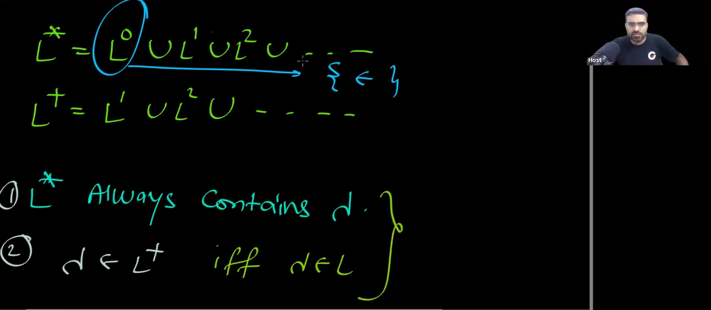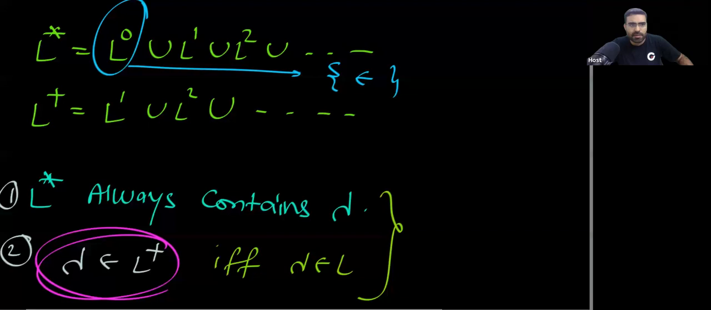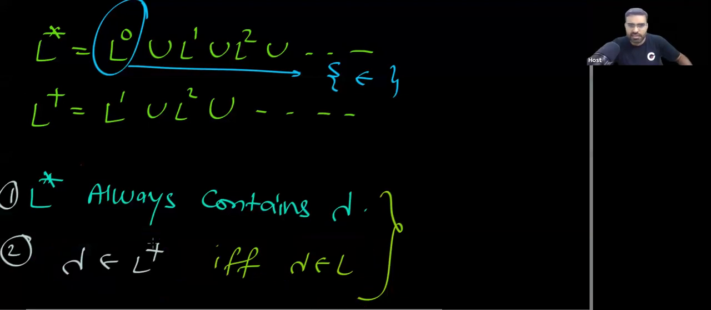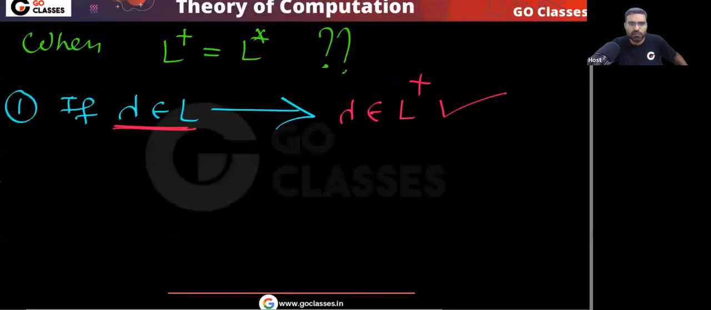So now you use these two results: L star always contains the empty string, and L plus contains the empty string if and only if L contains the empty string. If L contains the empty string, then can I say that L plus will also contain the empty string? So I can say that L plus and L star will be the same in this situation.